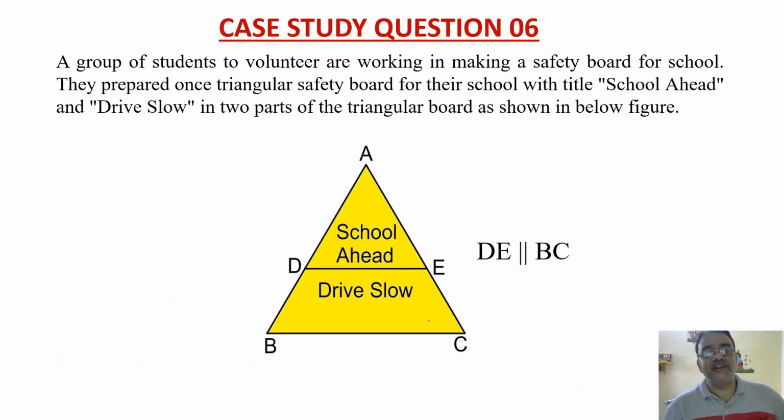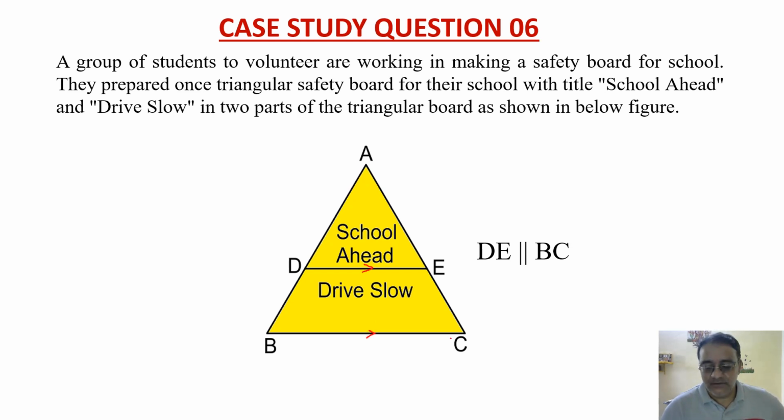A group of student volunteers are working on making a safety board for school. They prepared one triangular safety board for their school with the title School Ahead and Drive Slow in two parts of the triangular board as shown in this figure. And in this figure, DE is parallel to BC. Figure is clear? Yes, sir.